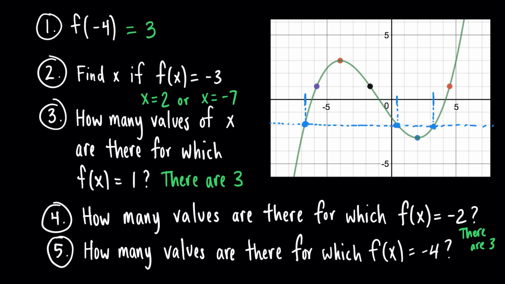And the last question here, how many values are there for which f of x equals negative 4? We'll do the exact same thing we just did. How many values are there where f of x is negative 4? So I'm going to erase what we just drew. Negative 4. If you come down to negative 4, that's kind of like this line right here. And if you look, I'm only seeing 1. So we'll say there is 1.